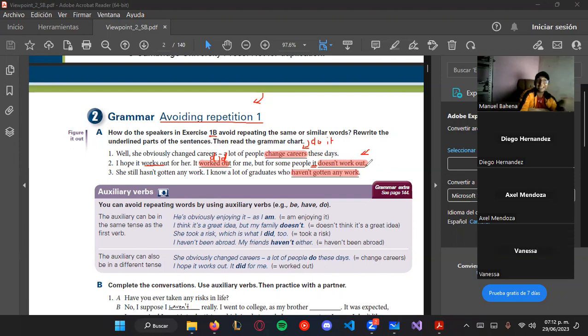Doesn't. Exactly. We just have doesn't. We just eliminate the part of workout, because for some people it doesn't. Porque para alguna gente, no, it doesn't. I hope it works for her. Espero que funcione para ella. It did for me. Lo hizo para mí. But for some people, it doesn't. Pero para alguna gente, no.